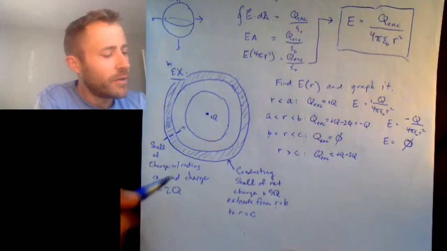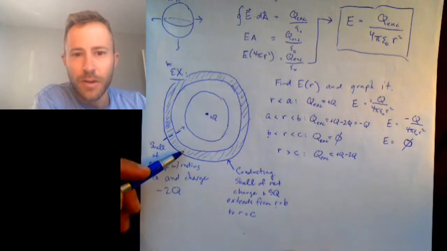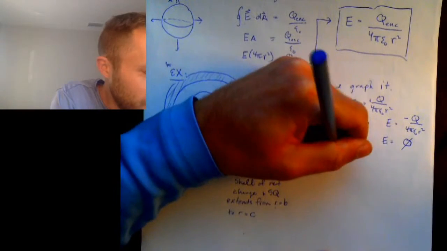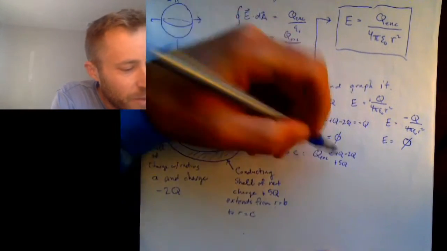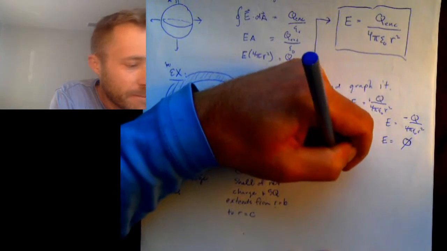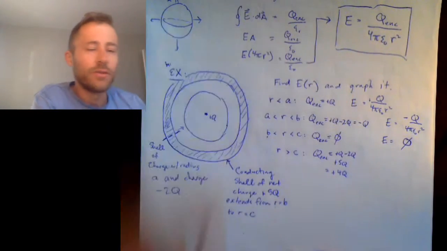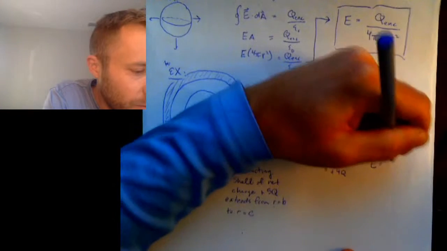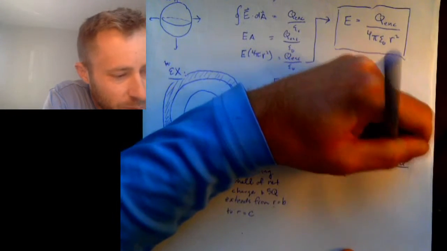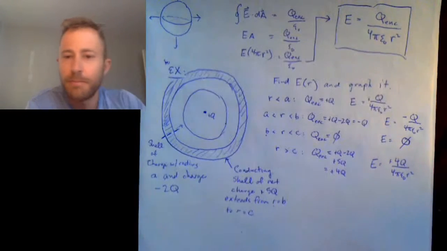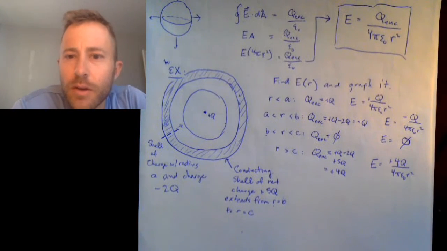And then the conducting shell on the outside has a charge of plus 5Q. So if you add all those up, you get plus 4Q. So that means that your electric field is going to be plus 4Q over 4 pi epsilon naught r squared. Okay?